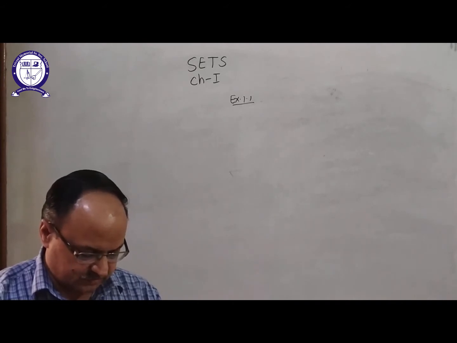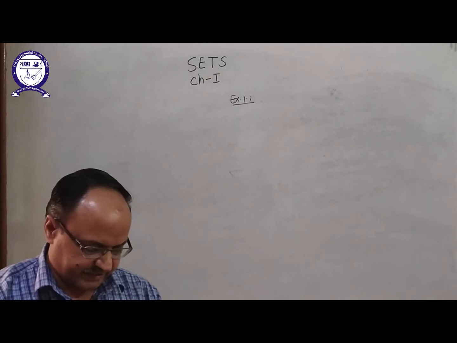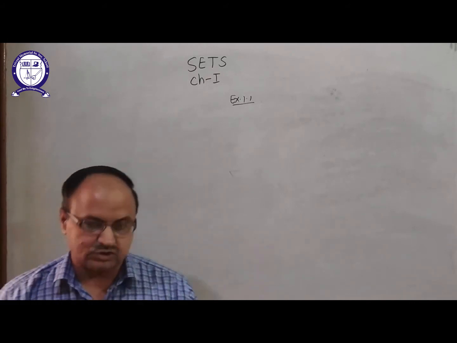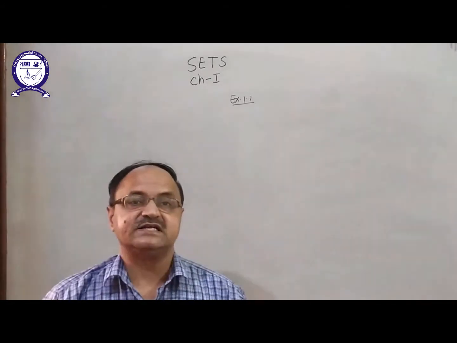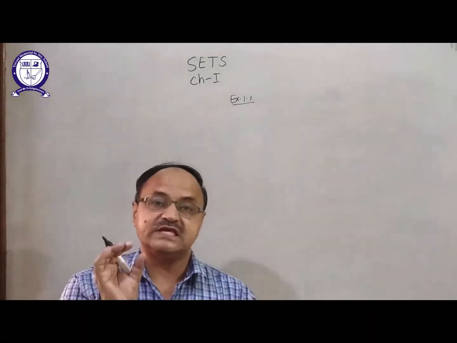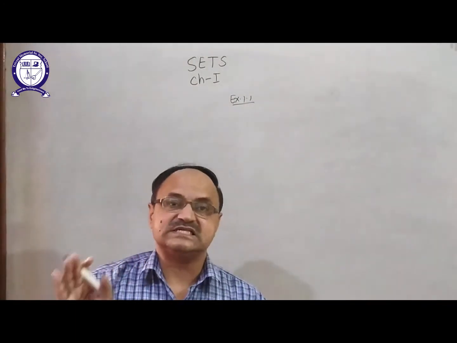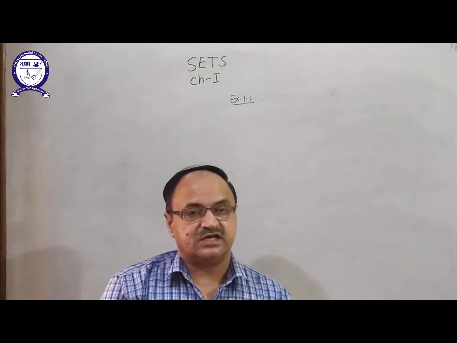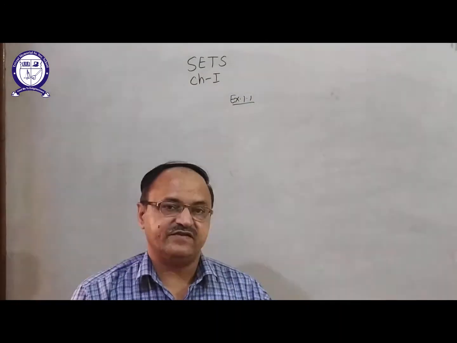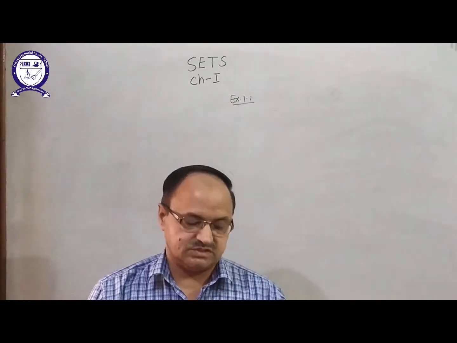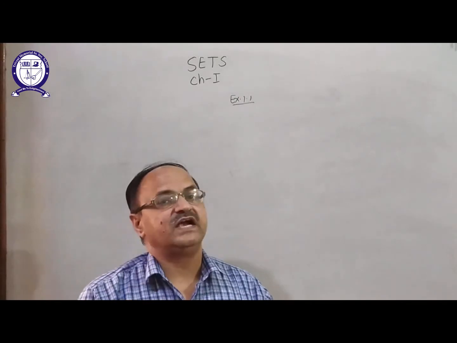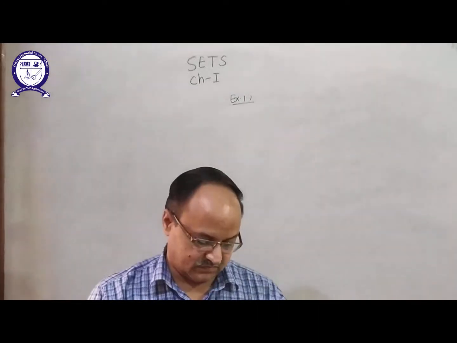Question number 1.1. The collection of all the months of a year beginning with letter Z. So it is well defined. You know very well the months which start from the letter Z, January, June, July. It means this statement is well defined. Therefore, it is a set.